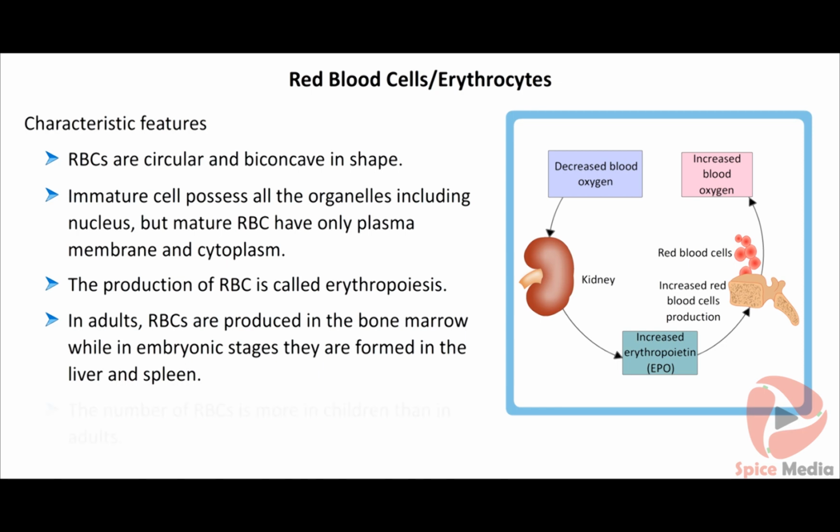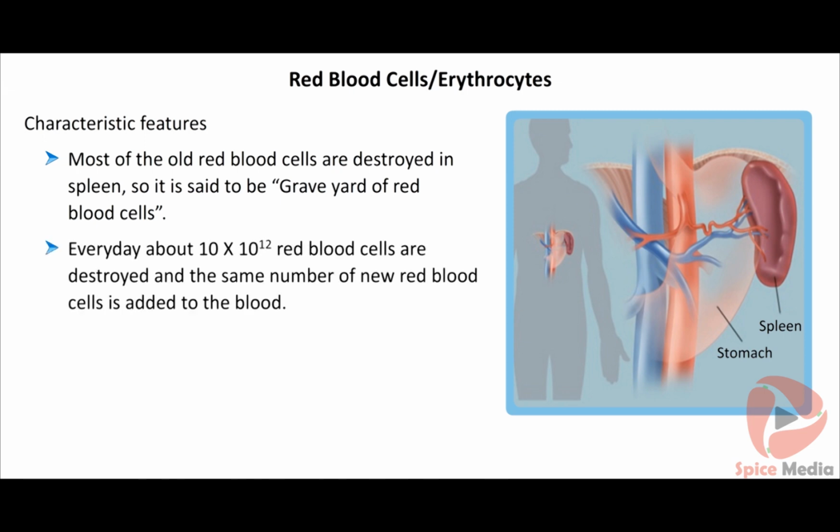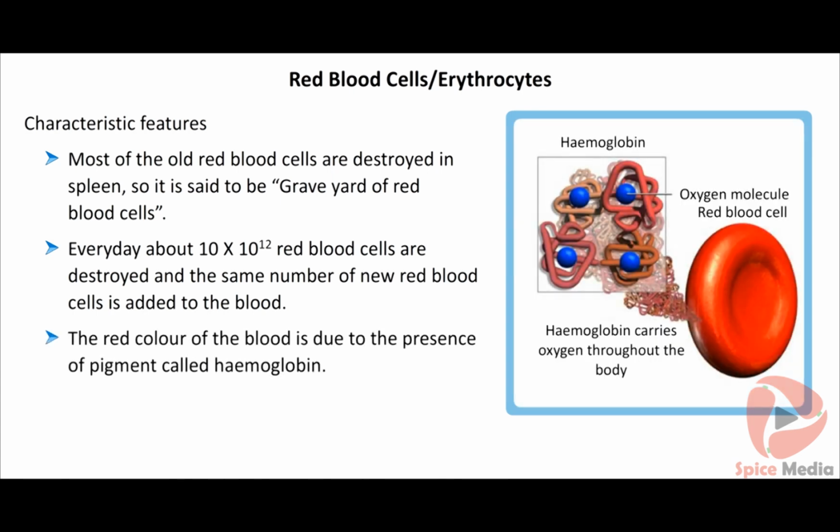The number of RBCs is more in children than in adults. Most of the old red blood cells are destroyed in the spleen, so it is said to be the graveyard of red blood cells. Every day, about 10 into 10 to the power 12 red blood cells are destroyed, and the same number of new red blood cells are added to the blood. The red color of the blood is due to the presence of a pigment called hemoglobin.